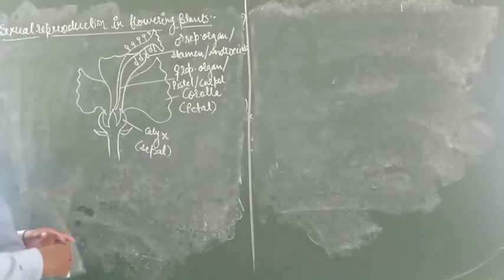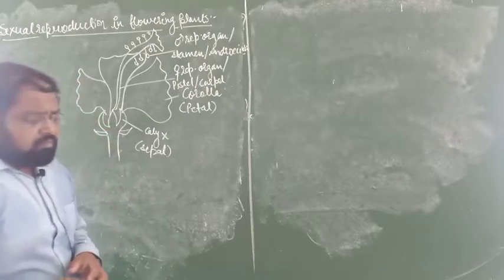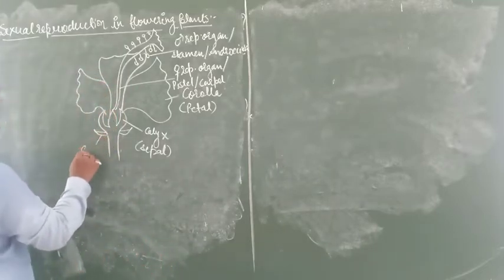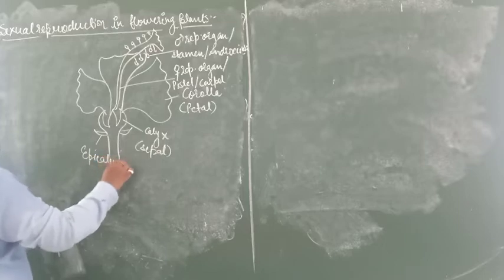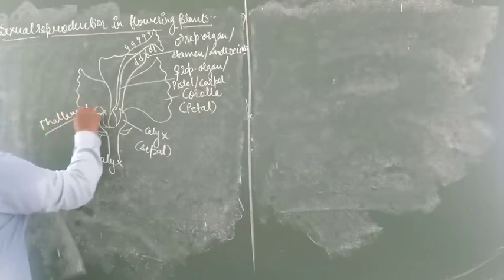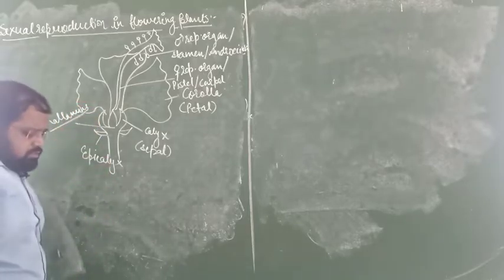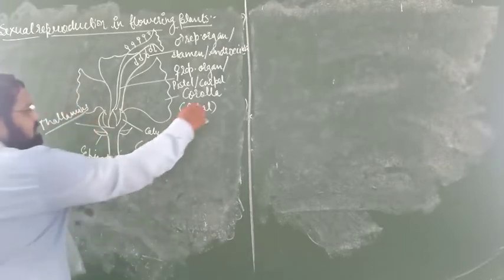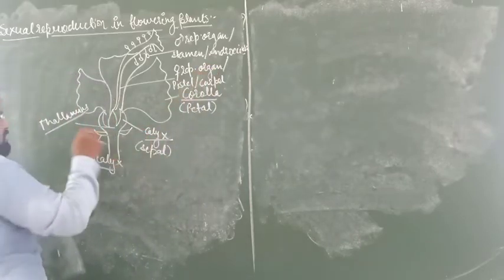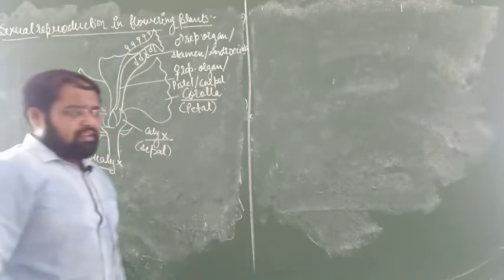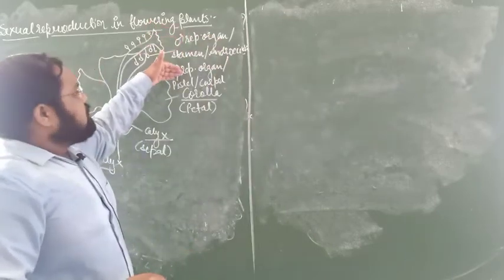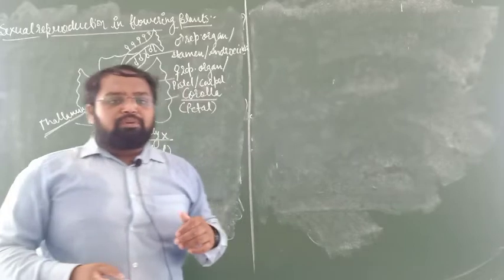So this is the typical flower. This one is more of the diagram. This structure is called epicalyx. This structure is called thalamus. Okay. So these are some structures. This corolla, calyx, epicalyx and thalamus are called the accessory parts of the plant. And the female and male reproductive organs are called the reproductive parts of the plant.